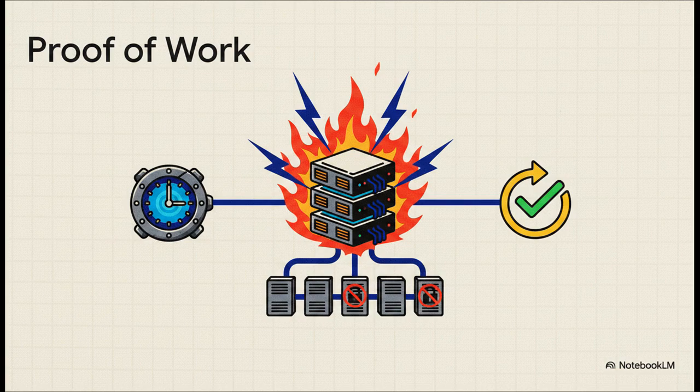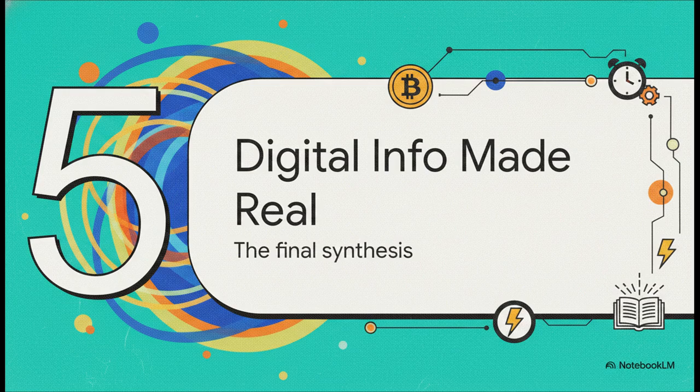Because every single block requires massive physical energy to create, if a bad actor wanted to rewind the clock and change a past transaction, they would have to outcompute and outburn the energy of the entire rest of the global network combined. It literally enforces the arrow of time through the laws of physics. And that brings us to our climax, Section 5, Making Digital Information Real. This is the final synthesis of our explainer today.